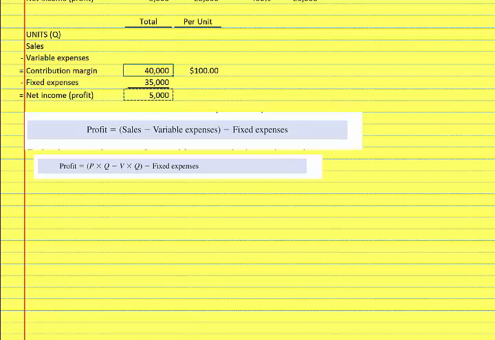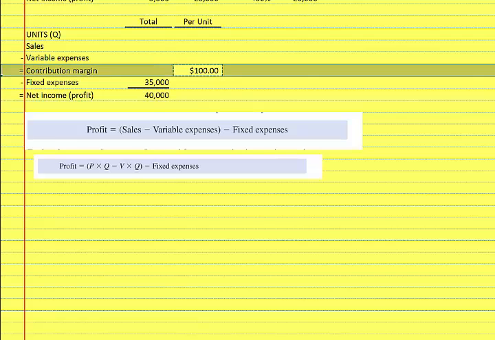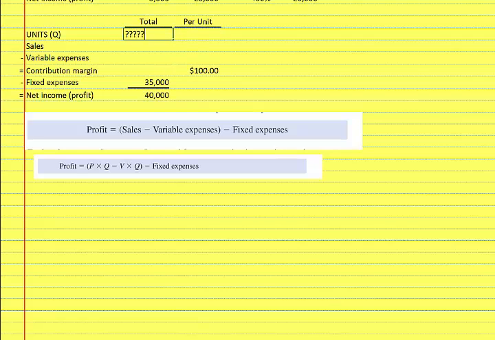Suppose you want to have 40,000 in net income, and you know that you have 35,000 in fixed expenses, and you also know that contribution margin per unit is $100. The question is, how many units do you need to sell to earn $40,000 in profit or $40,000 in net income? Why don't you pause the video and see if you can compute that number. How many units to sell to earn $40,000 in profit?